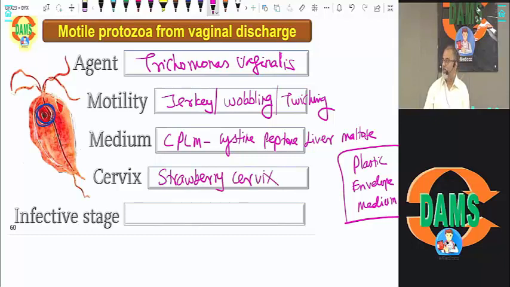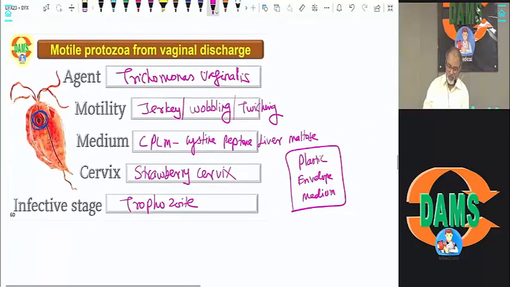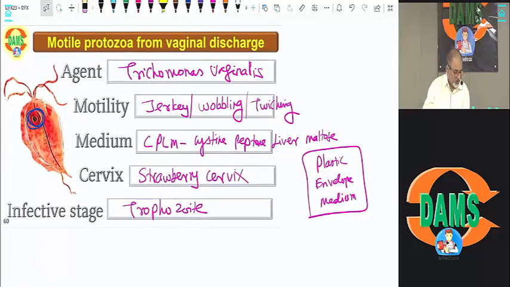What is the infective stage? Don't worry. This pathogen has only one stage. Infective stage, diagnostic stage, all stages, only one. What is the stage? Trophozoite. Trophozoite is the infective stage. Excellent.